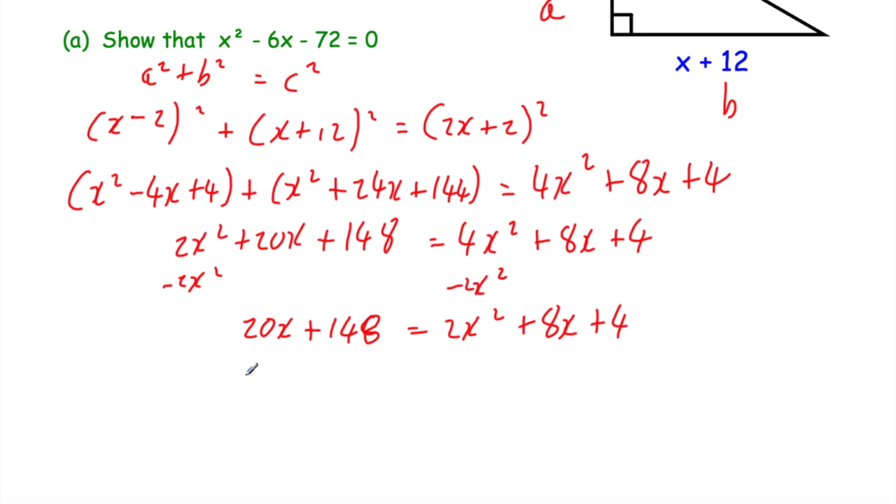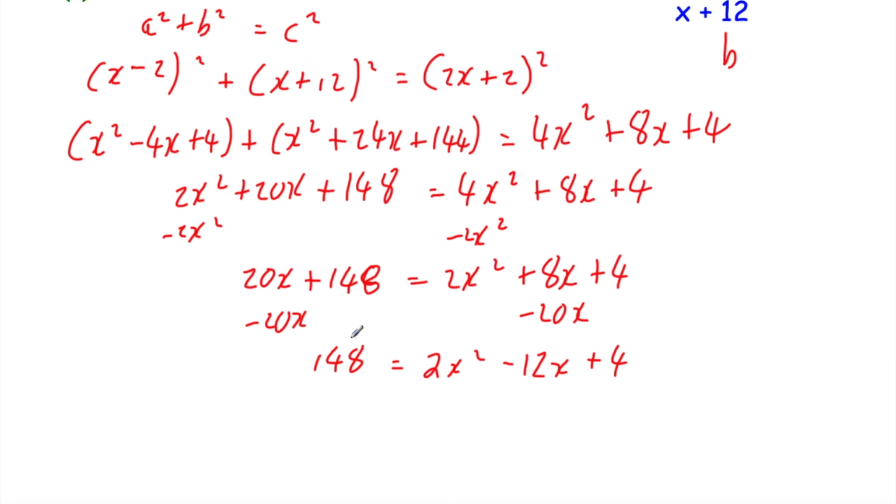Now let's take 20x away from both sides of the equation. So on the left hand side we'd get 148. On the right hand side we'd have 2x squared. We had 8x, we're taking 20x away, so it'll be minus 12x, and then we've still got our plus 4. We're almost there. Now let's get rid of the 148. So let's take away 148 from the left hand side and take away 148 from the right hand side.